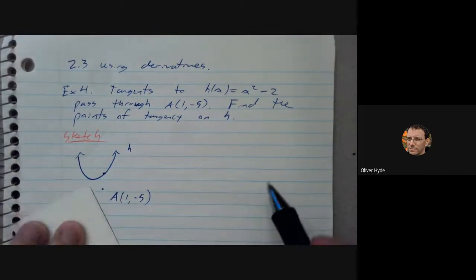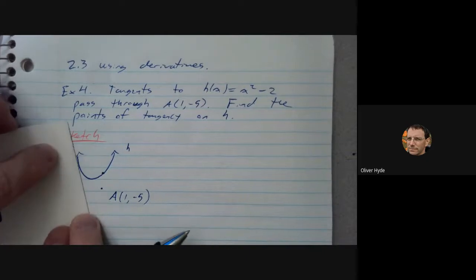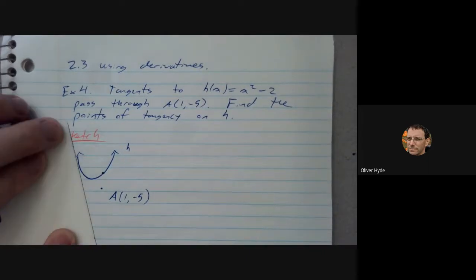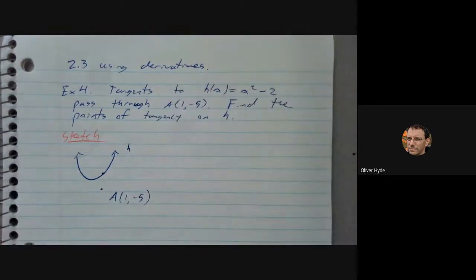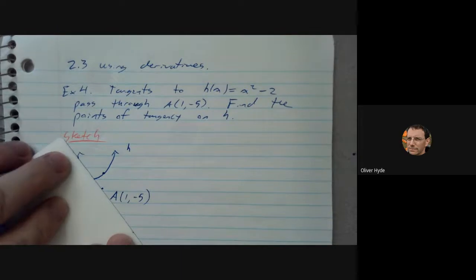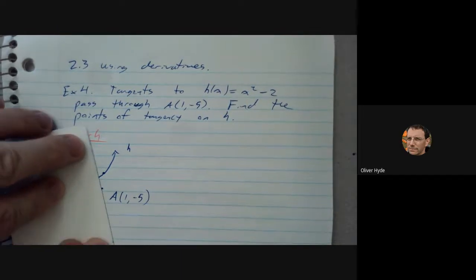There are an infinite number of tangent lines to H, right? Here's a couple of them. Like that. There's an infinite number of them. There's also an infinite number of lines passing through A. Here's a couple of them. Like that.